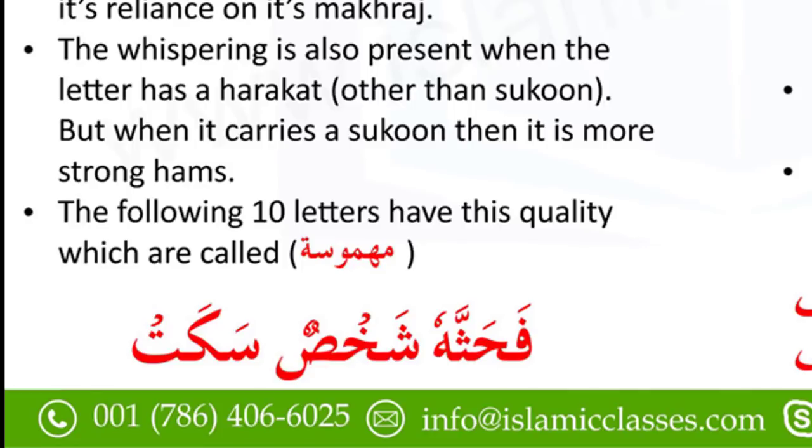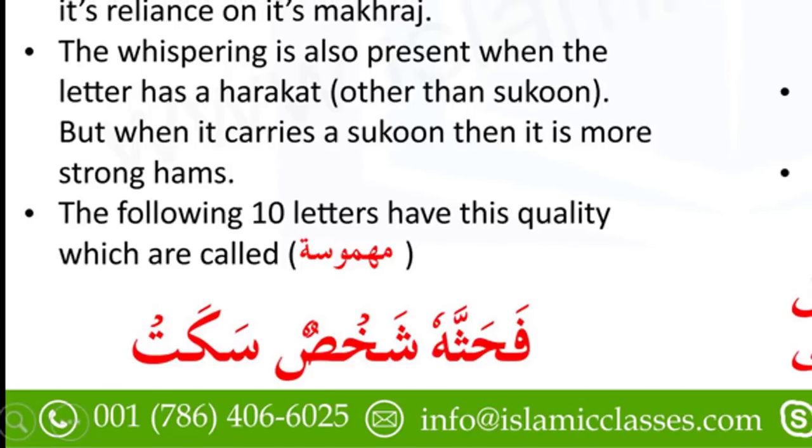But also if these letters have harakat like fatha, kasra or dhamma, which we call zabar, zair and pesh, at that time the al-hams quality is still in these letters, but a strong hams will be when there is a sukoon on these letters. I mean when the sukoon sign comes on these letters.